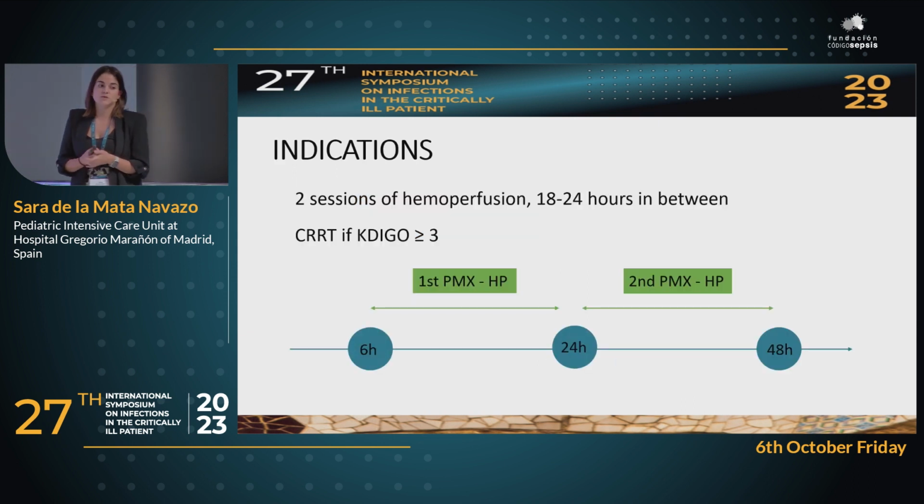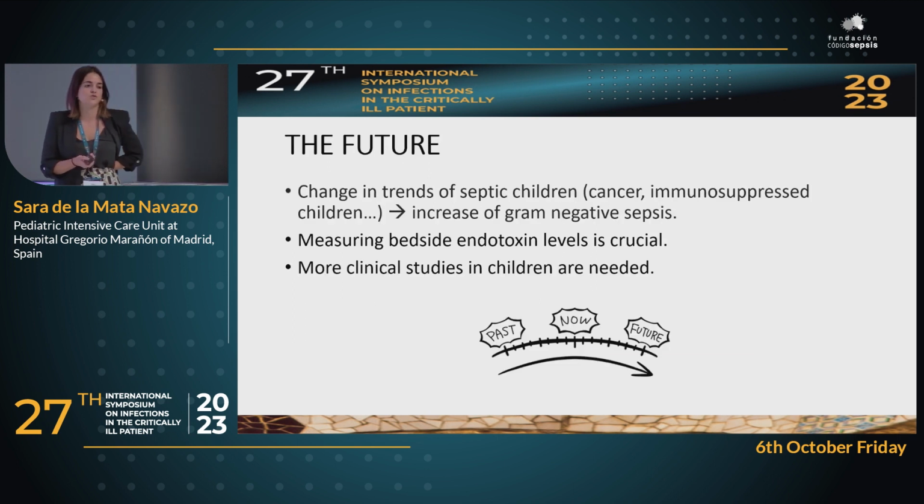We'll perform 2 sessions of hemoperfusion, 18 to 20 hours apart, and it can be performed with simultaneous continuous renal replacement techniques if the patient has acute kidney injury.